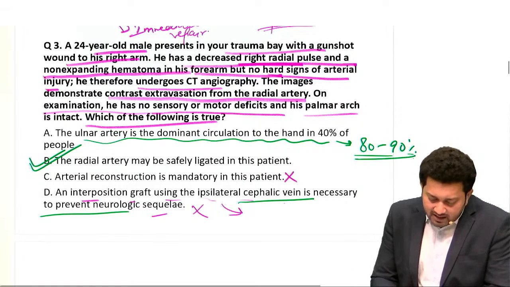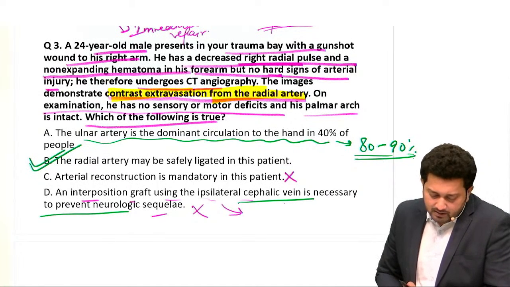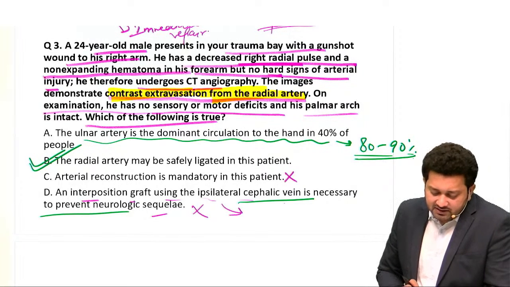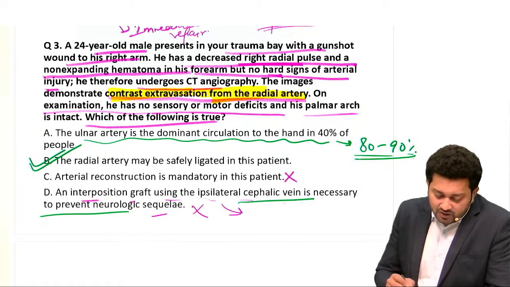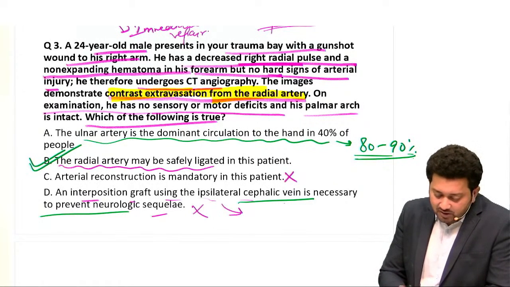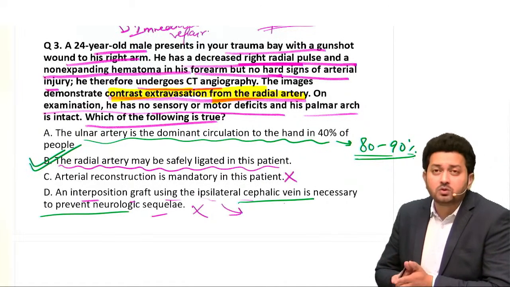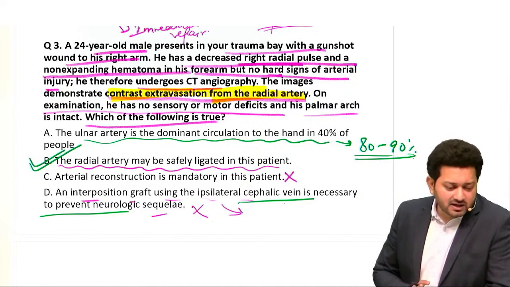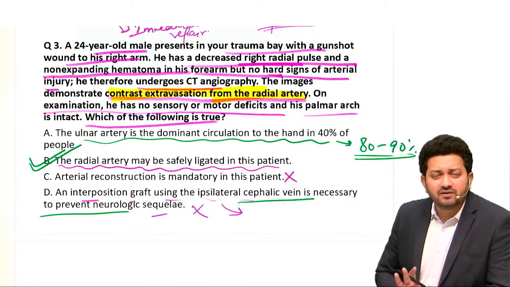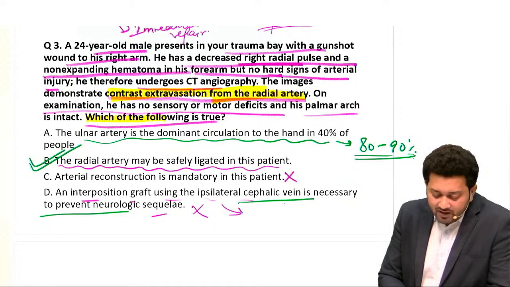Okay, there is contrast extravasation from the radial artery, which means there is a leak. So the question is not asking what you will do. The question is, which of the statements is true? Radial artery may be safely ligated in this patient. If at all there is a need to do some surgery, you can safely ligate, or you can wait and watch also. Either you wait and watch, or you can safely ligate that. See, they have not asked what you should do in this case. They have asked which of the following is true.